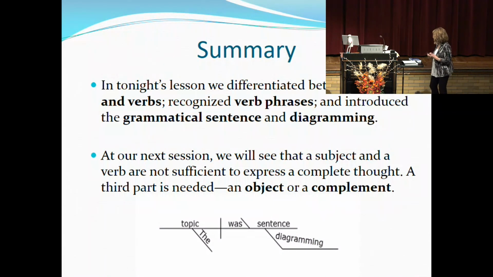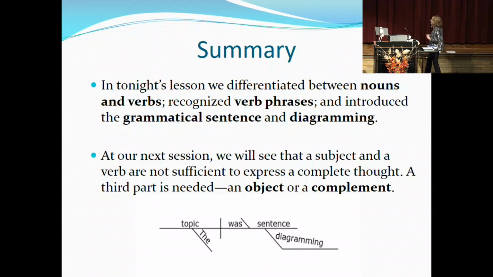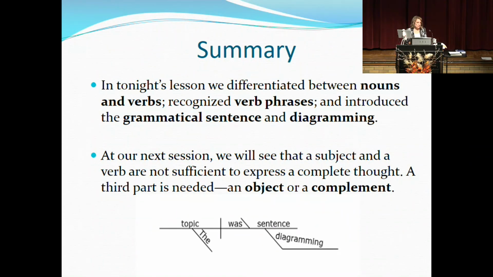So in summary, in tonight's lesson, we differentiated between nouns and verbs, we recognized verb phrases, and we introduced a grammatical sentence and diagramming. At our next session, we will see that a subject and a verb are not sufficient to express a complete thought at times. So a third part is needed, which is an object or a complement. And that's what we're going to be studying at our next session.